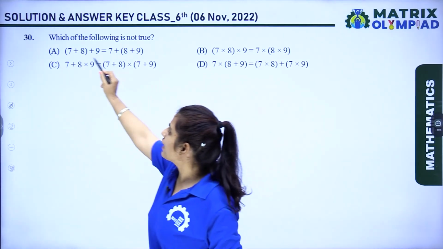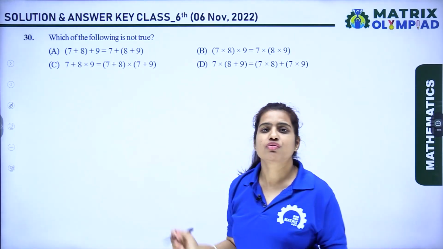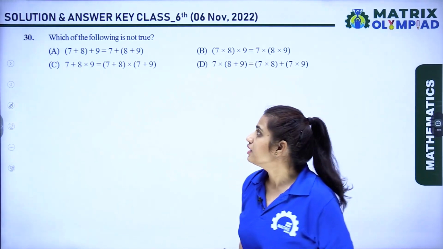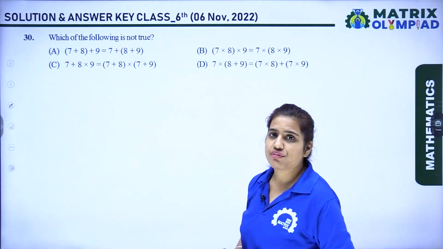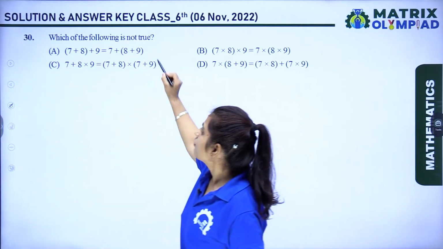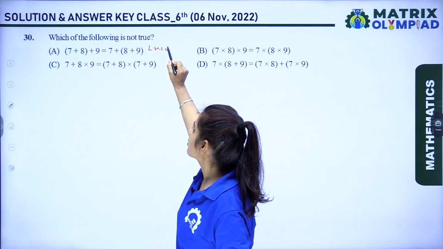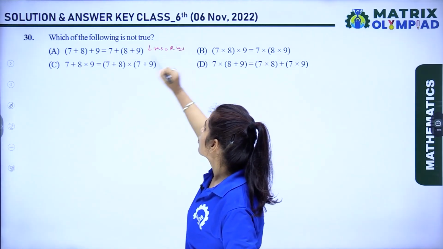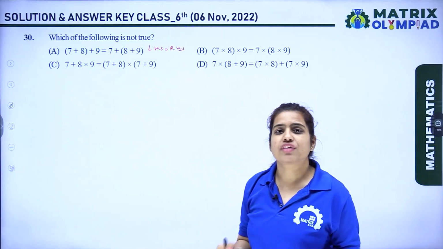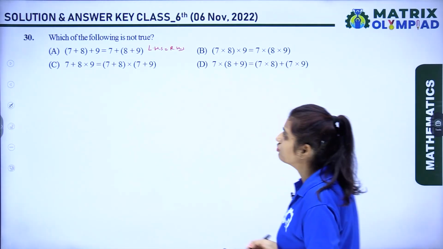So we can observe that this is a property. And which property is it? It is associative property of addition. So here we can say that it is following the rule LHS equal to RHS. So here associative property of addition is true.